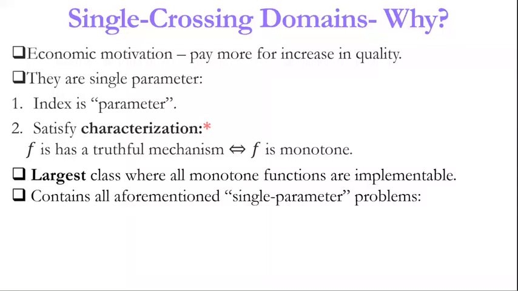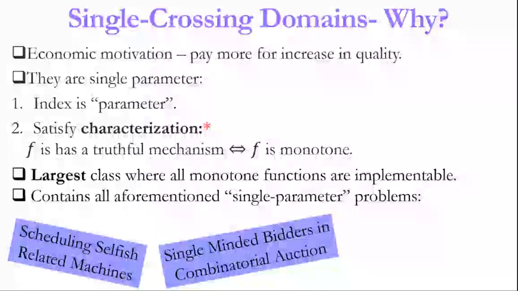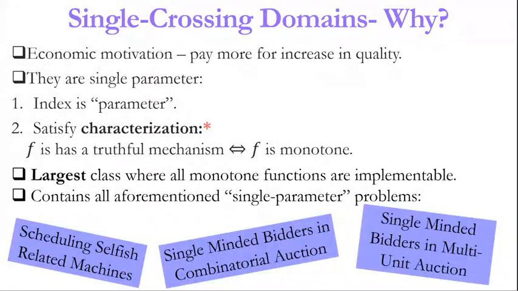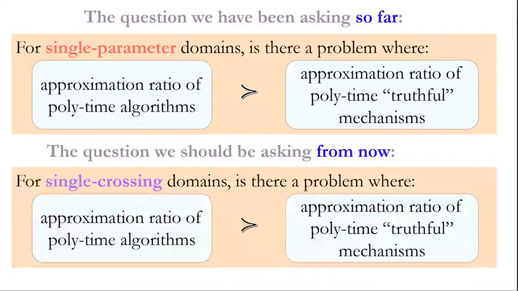And in particular, it contains all the problems that were previously considered as single parameter, such as scheduling related machines, single-minded bidders in combinatorial auctions, and single-minded bidders in a multi-unit auction. Therefore, we believe that we shouldn't be asking whether mechanism design can be challenging for single parameter domains, but rather ask whether there is a problem in a single crossing domain where polytime algorithms are more powerful than polytime truthful mechanisms. And as I said before, we answered this question in the affirmative.